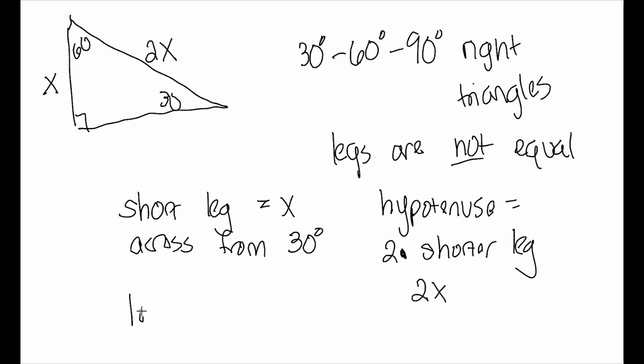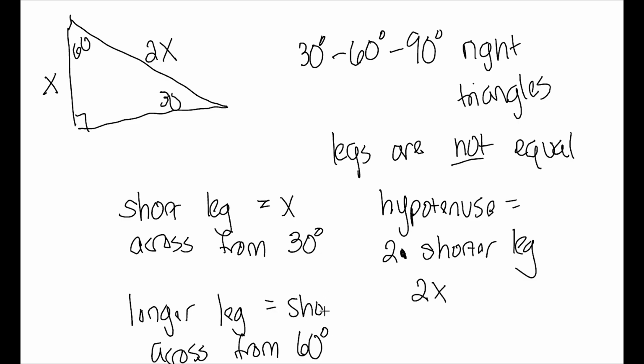And then the longer leg, which is across from the 60-degree angle, equals the short leg times the square root of 3. So since the short leg is x, my longer leg will be x radical 3.